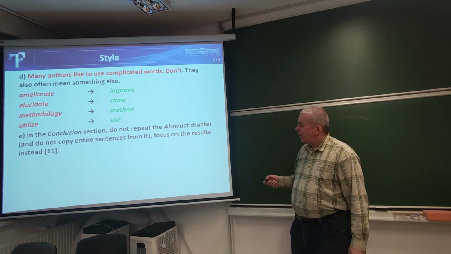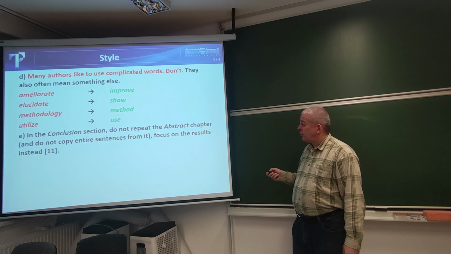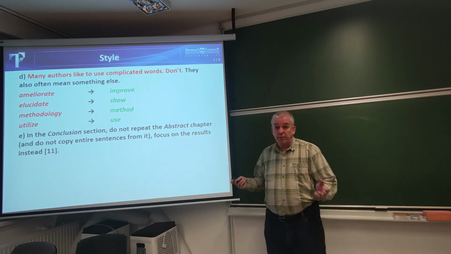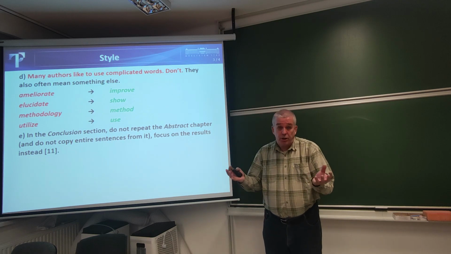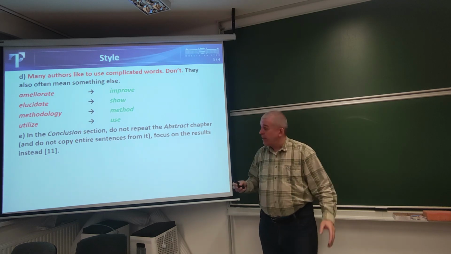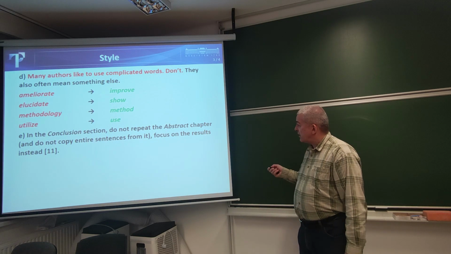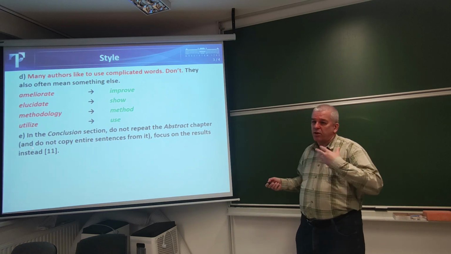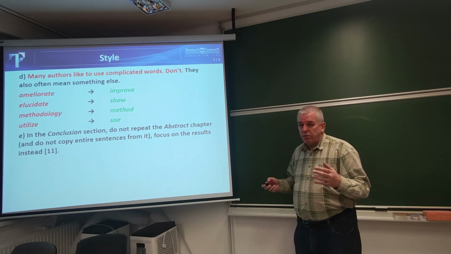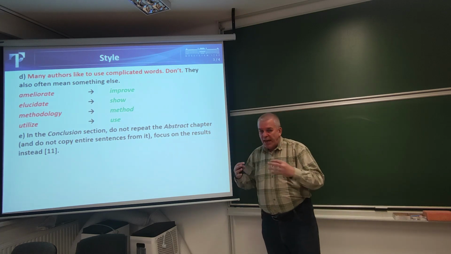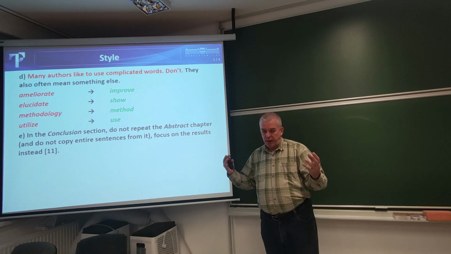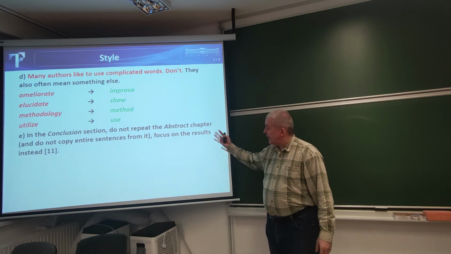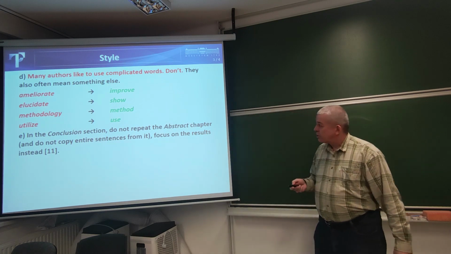Well, in the conclusion section, don't repeat the abstract chapter, and do not copy entire sentences from it because it's not new information. Only write what is new information. Focus on the results instead. In the conclusion section, focus on the results. Of course, in the conclusion section, you may want to mention the problem, but you don't need as many details as in the abstract chapter.